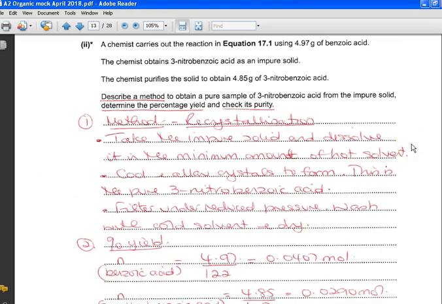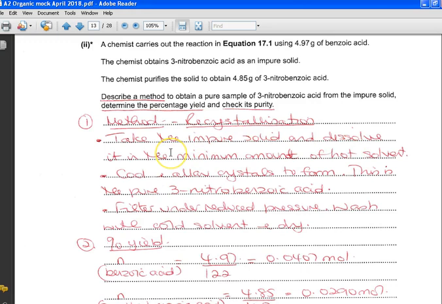Part 1 is to describe a method. Now you're going to recrystallize your impure solid, and you've done that, so you should know the procedure. And I've written it out here. We take our impure solid. Crucial word here to use is the minimum amount of hot solvent. So you dissolve it in the minimum amount of hot solvent.